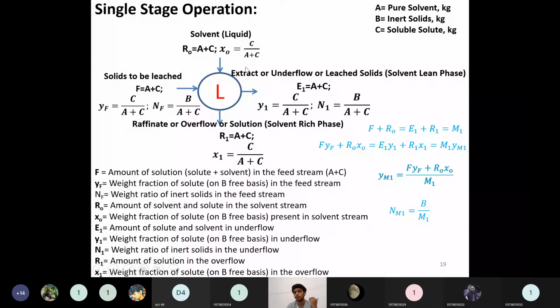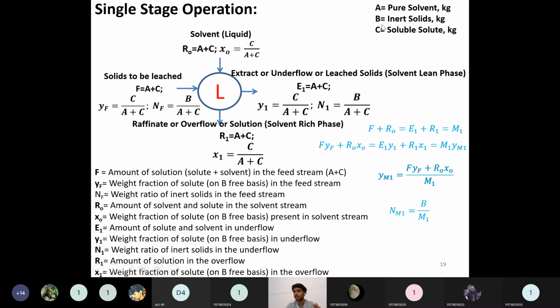When we are not using the pure solvent, some part of the inert solids or some part of the solute may already exist in the solvent. But as far as our calculation, this is the nomenclature we will apply. The alphabet A will be used to denote the pure solvent, the weight of pure solvent. And alphabet B will be the weight of inert solids in kgs.